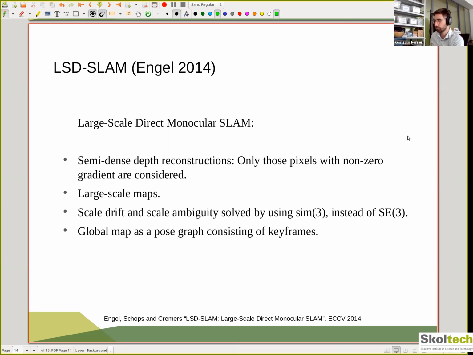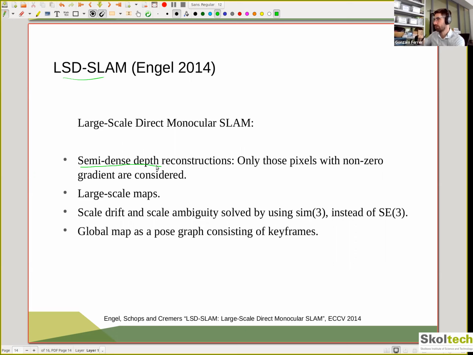Okay, let me now discuss this other method, LSD-SLAM. What they were doing is semi-dense depth reconstruction. What is this? Instead of calculating for every pixel, they were just saying, look, that doesn't really make sense.